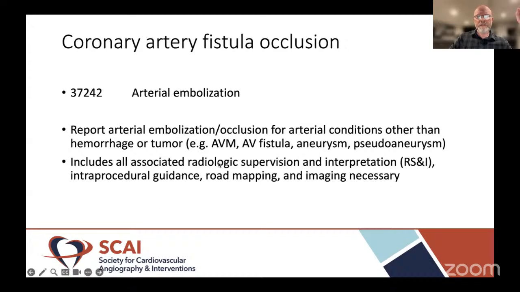But the examples it gives are AVM, AV fistula, aneurysm, pseudoaneurysm. But the important thing here is that this example list is not all-inclusive. And so that's why we're going to advise you that this would be the appropriate code to utilize for arterial embolization for a coronary fistula.